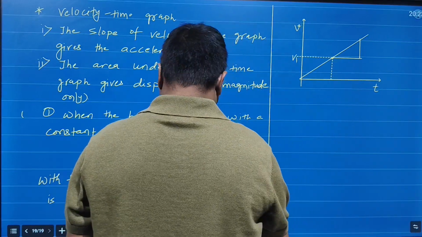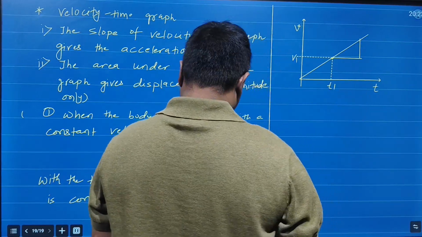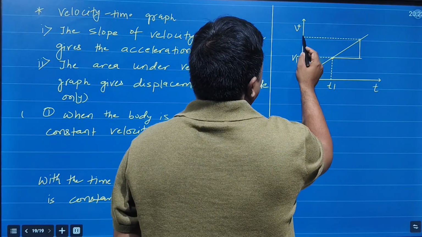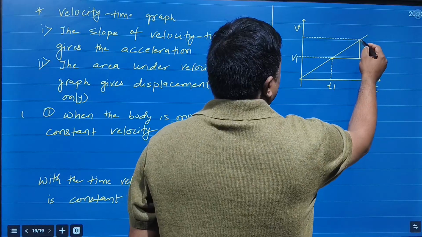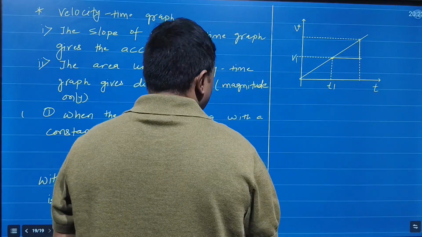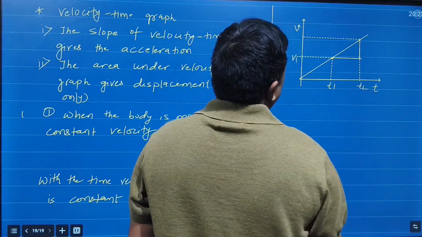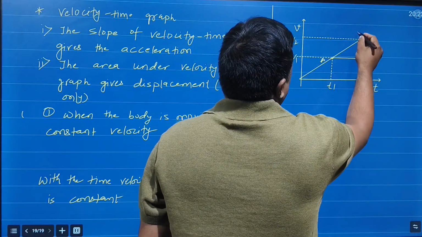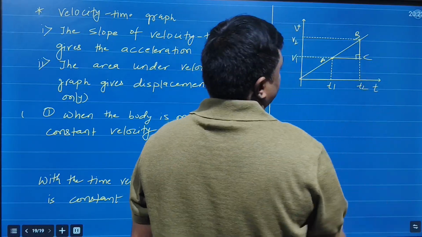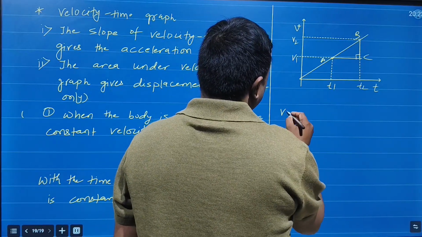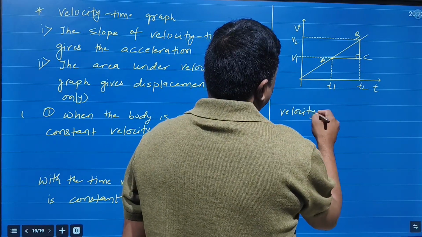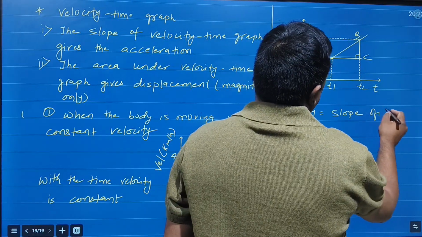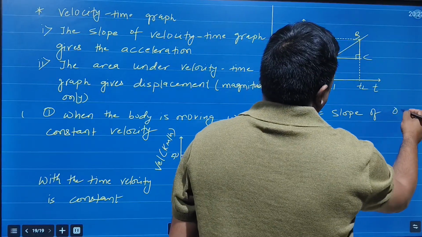Okay, and on the time axis you can see this is T1. Now similarly, here the velocity is V2 and the time is T2. So this is V2, and A, B, C is the perpendicular. So what is this velocity? How will we find the velocity? Velocity is nothing but the slope of this graph, the slope of OB.